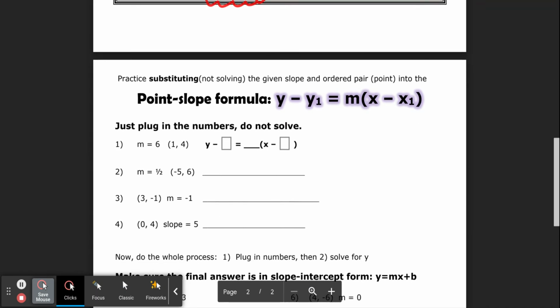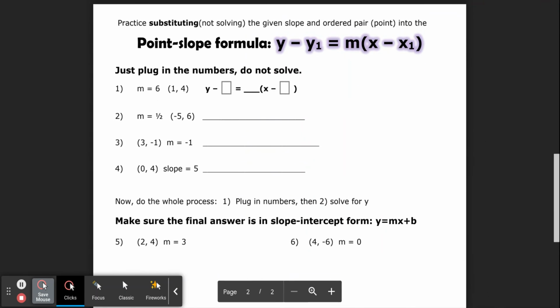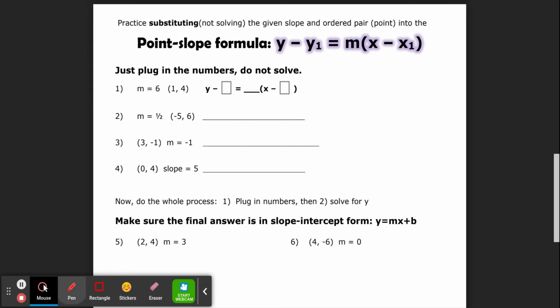All right, let's go practice some things on the back. It says practice substituting, not solving, the given slope and ordered pair into the point-slope formula. So what I want you to do here is just to plug in the numbers. So your m is 6, so the 6 will go right here. And then this is your x1 and this is your y1. So your y1 is 4 and your x1 is 1.